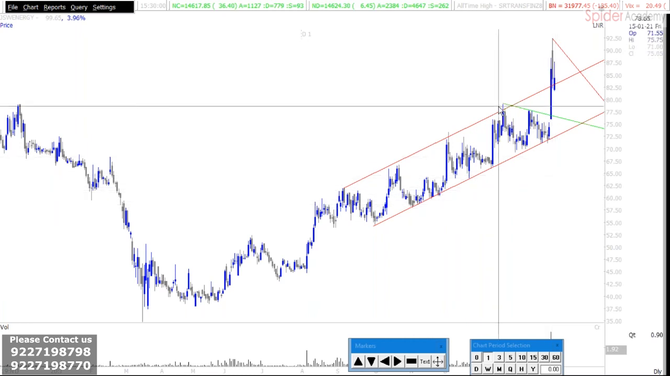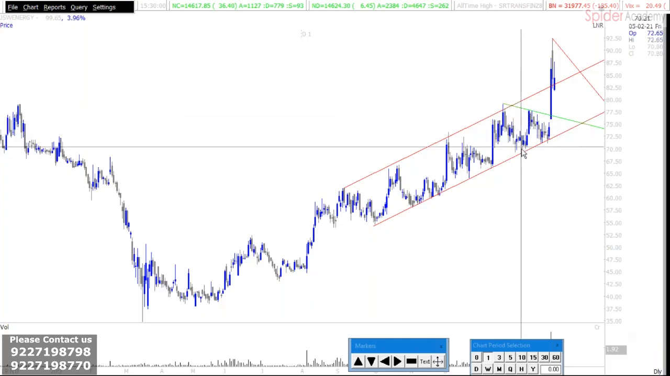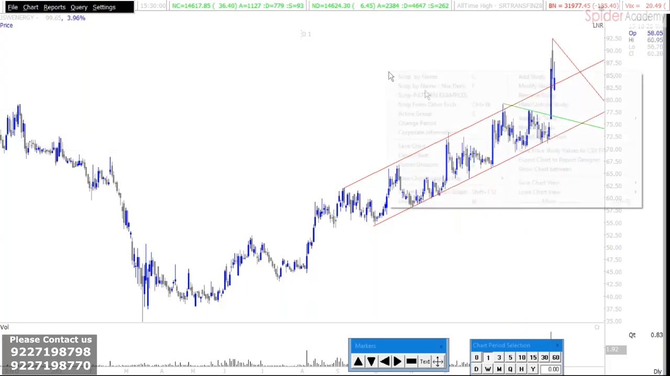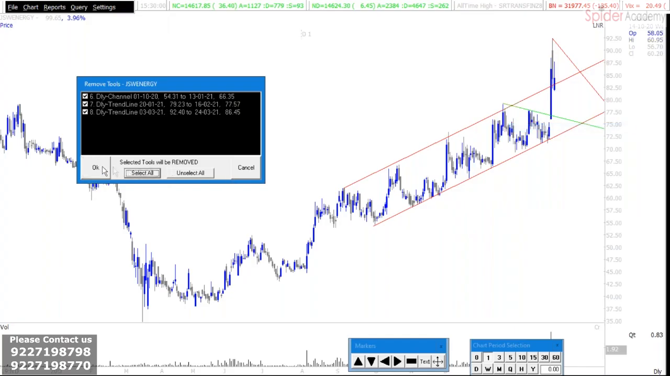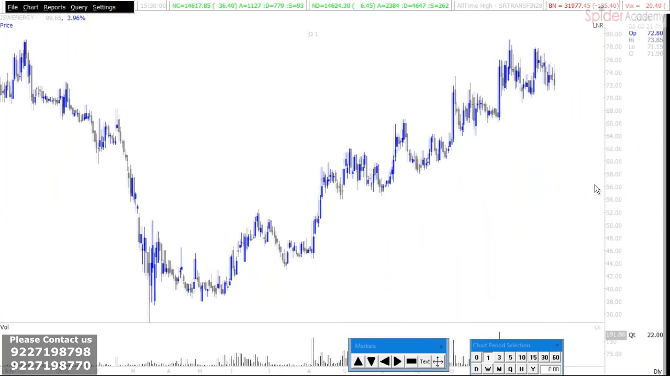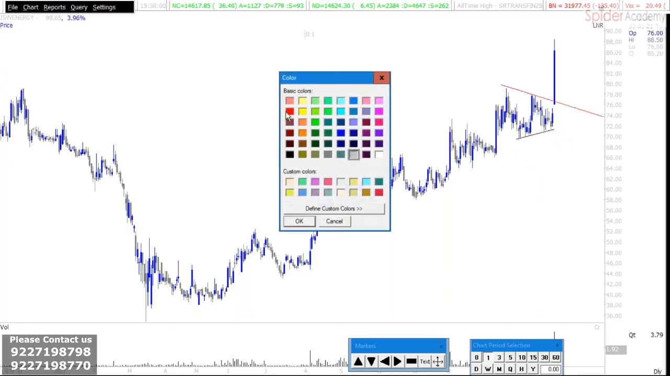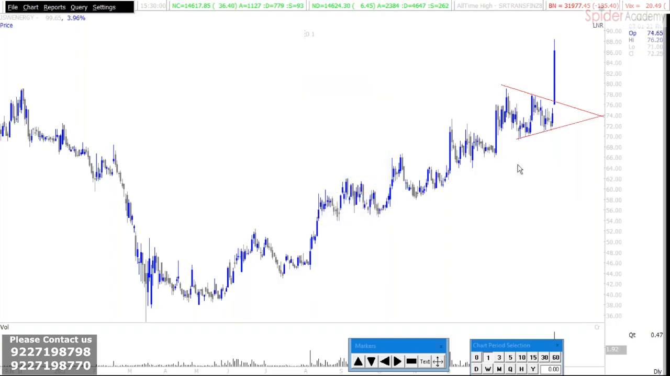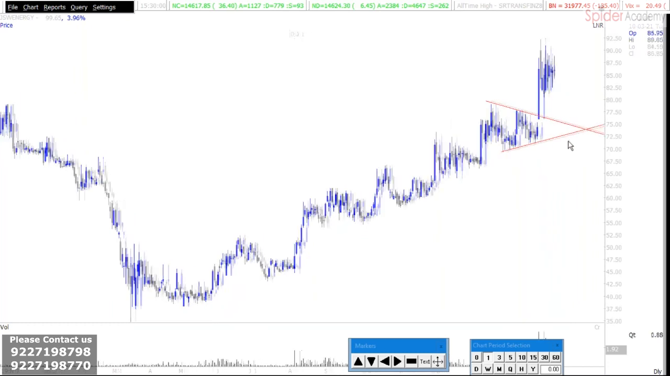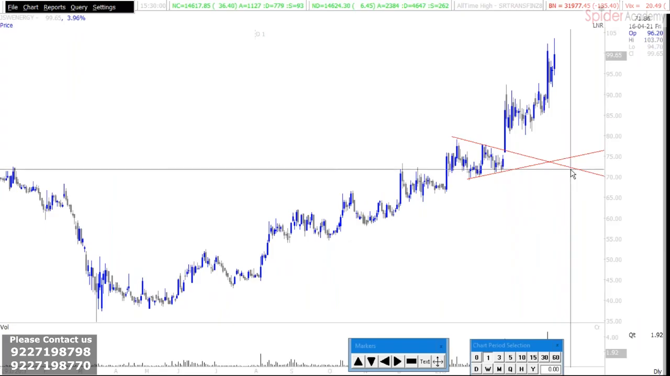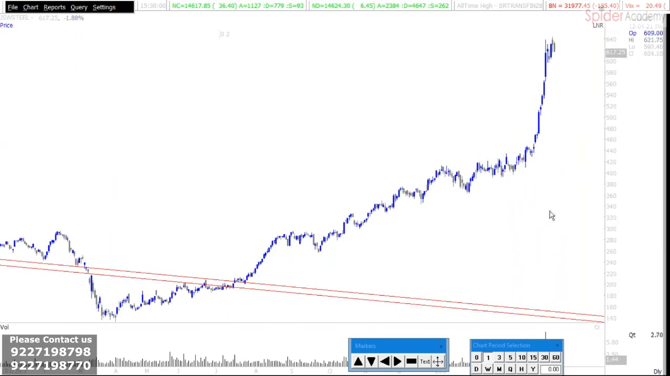But instead, what happened was, as you can see here, there was a congestion formed. So this was a mini symmetrical triangle. Let me remove this so that you can concentrate. When you are looking at this area, you are just joining the two highs and the two lows, right? This is what gives you a symmetrical triangle breakout. It did not gap up, but directly broke out above 78, and then it just went up. Okay, so this is JSW Energy.